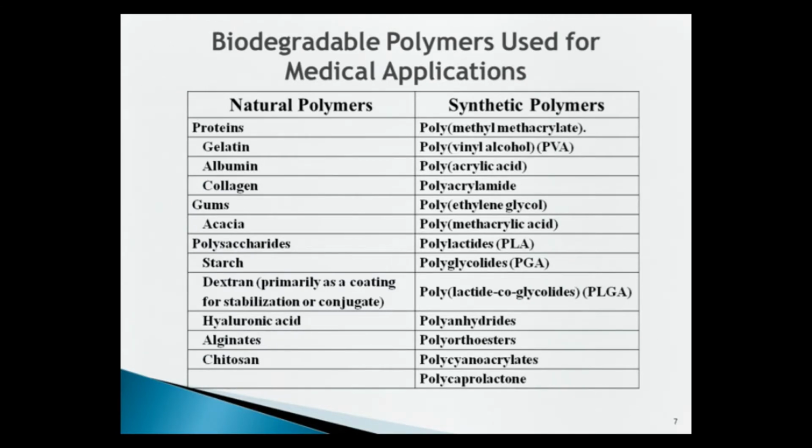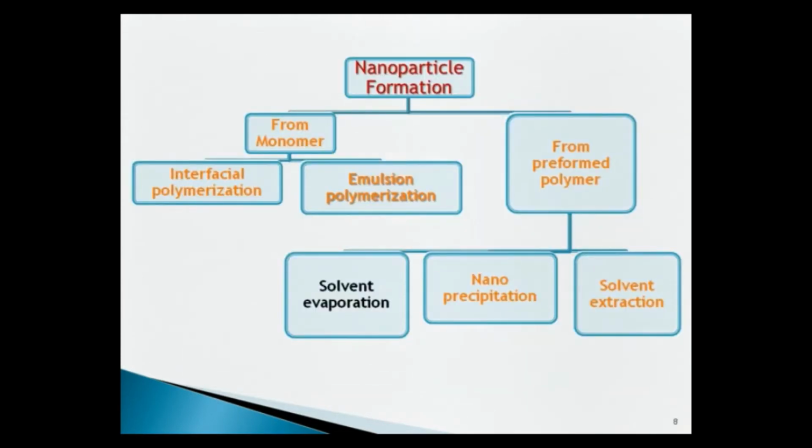This is just not a complete list, but a partial list of some of the available natural and synthetic polymers for drug delivery applications for either nanoparticles, microparticles, or patches. And all of these have been described in the literature. For nanoparticle formulation, I want to talk just a couple minutes about that. In the synthesis process, they can be generated from monomers, which would require a secondary polymerization to create the polymers from the monomers, or directly from preformed polymers, generally by solvent evaporation, nanoprecipitation, solvent extraction.